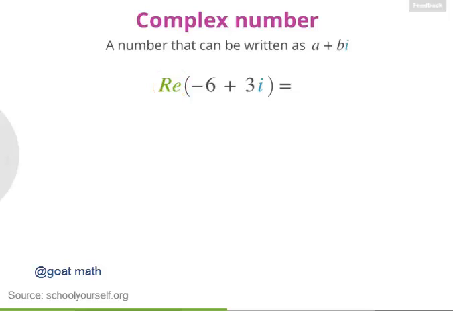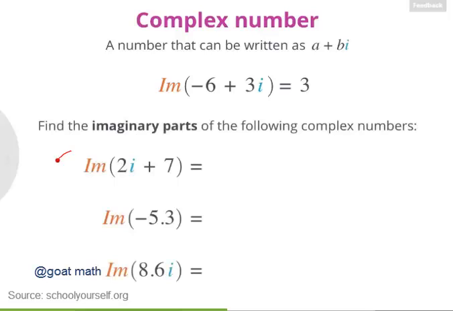When you write a complex number as a plus bi, the real part is a. Similarly, the imaginary part, or the Im of the complex number, is b. So the imaginary part of negative 6 plus 3i is 3. Notice that it's not 3i. It's just the coefficient of the i term, the number 3 by itself. So go ahead and find the imaginary parts of the three complex numbers you saw earlier.